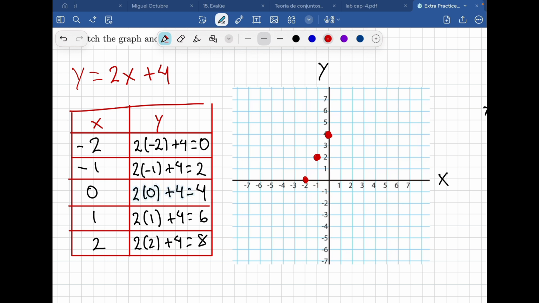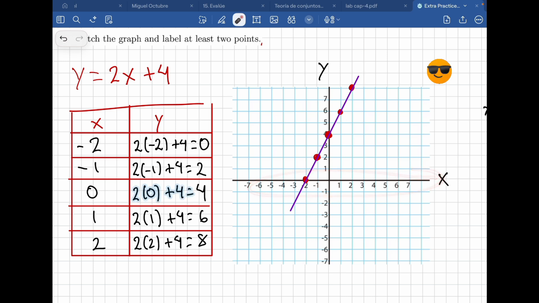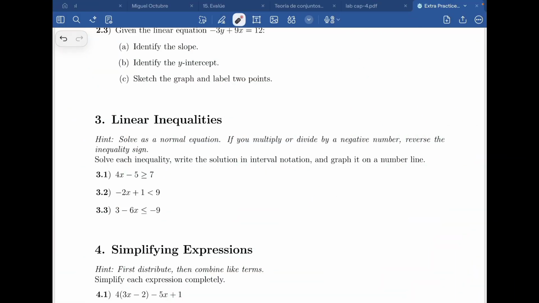Then when the x is 1, we have y equals 6, this point. Then finally when the x is 2, we have y equals 8, so it's going to be here. Then we can draw the line like this, and this is sketching the graph. Please remember that we need to check the x-axis and then the vertical axis. And that's it.